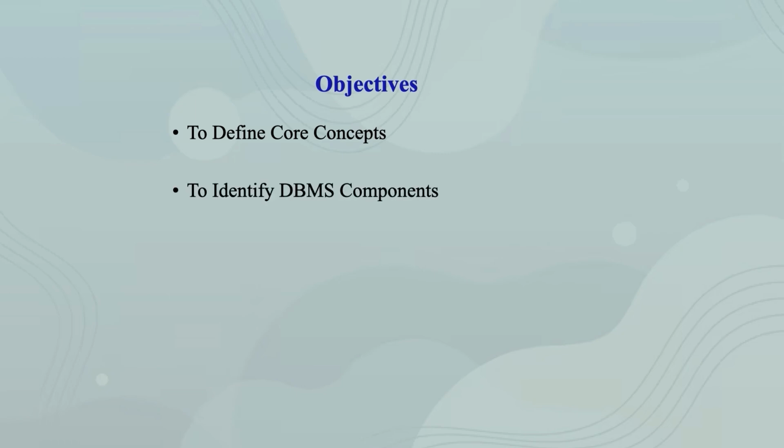Then what are the objectives? By the end of this lecture, we will define the core concepts, understand the basic concepts of a database and database management systems (DBMS), and differentiate between the database and the DBMS in terms of functionality and purpose. We will describe the key components of the DBMS: hardware, software, data, users, and procedures. We will recognize how these components interact to manage and retrieve information efficiently.